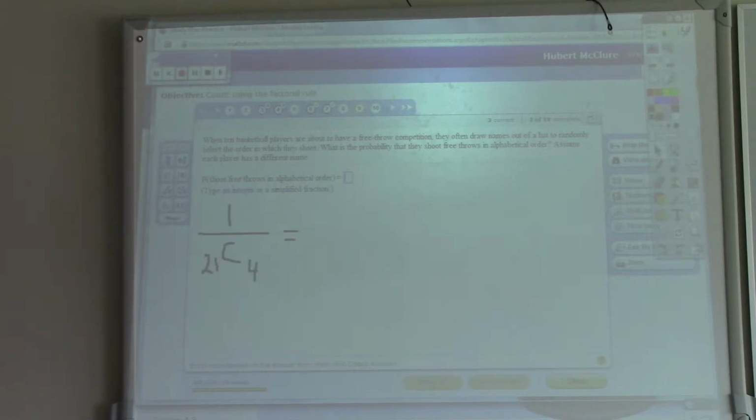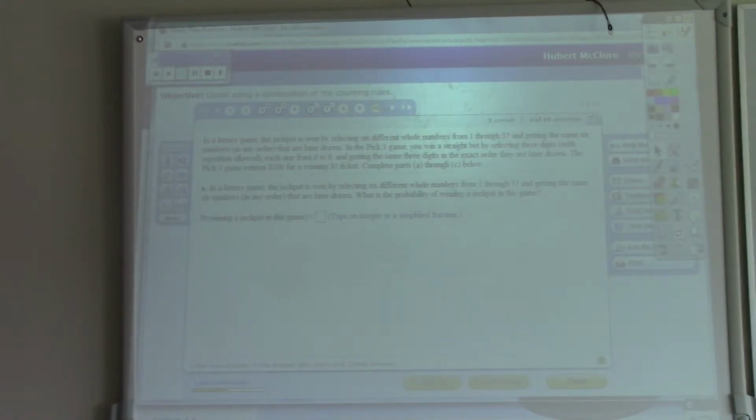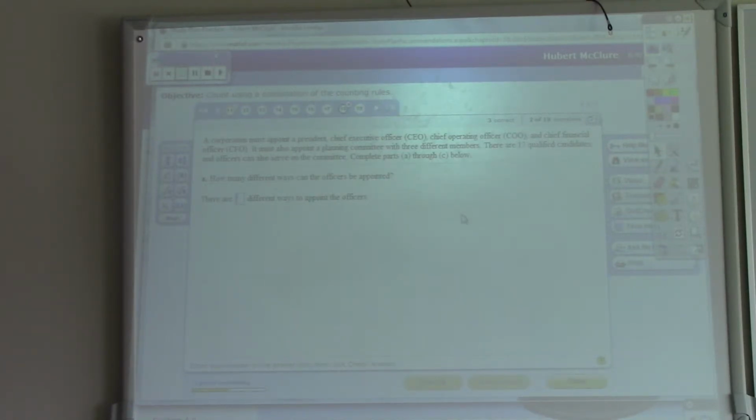Oh, here's one. Permutation. It's not the one I would pick for a test question, though. There we go. There's the test question I picked for a permutation. It says a corporation must appoint a president, a chief executive officer, a chief operating officer, and a chief financial officer. It must also appoint a planning committee with 3 different members. There are 17 qualified candidates, and officers can also serve on the committee. Complete parts A through C.